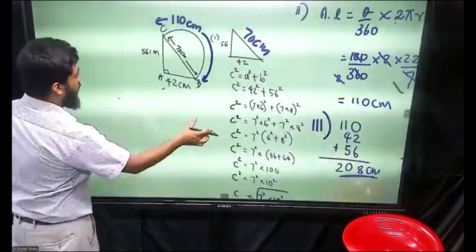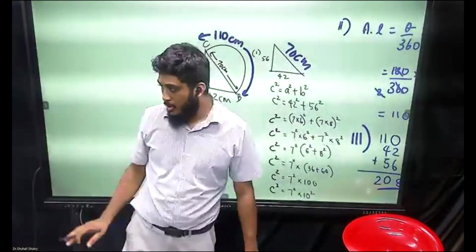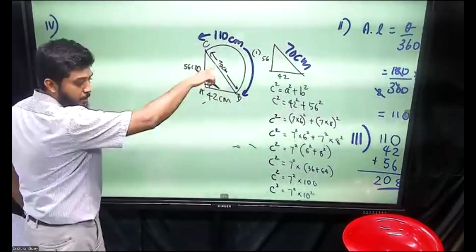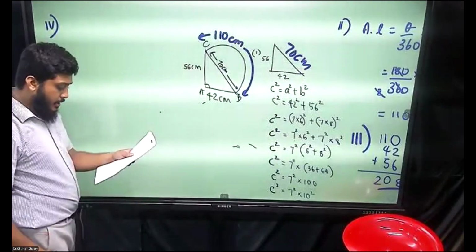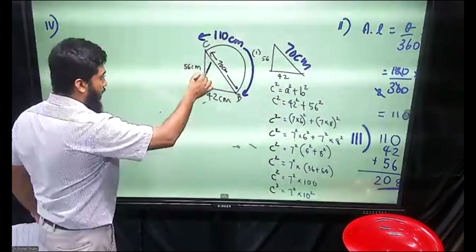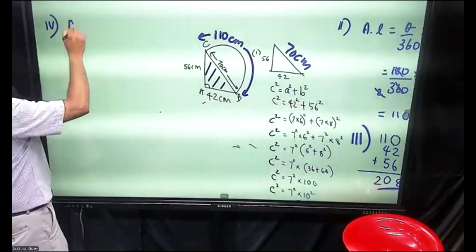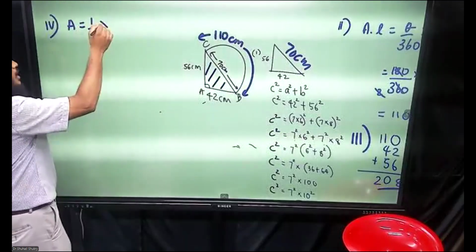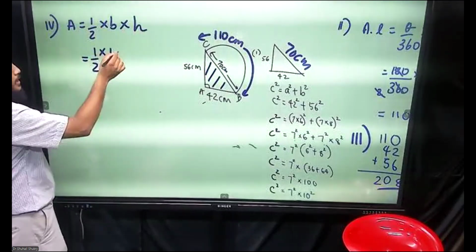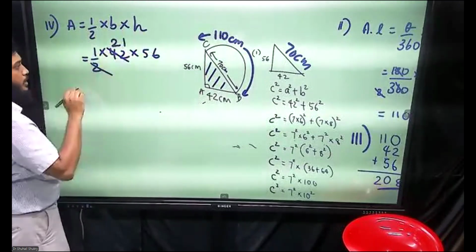So first of all, what should you do if they ask you to draw any sketch? First of all, you have to check: do you know that particular shape's area? Still we don't know, but we can find. They said the area is unchanged, so the area will be equal to this same triangle's area. How do we find the triangle's area? Half into base into height. Half, base I can put 42, height I can put 56. 2 and 42, I can simplify here, 21.